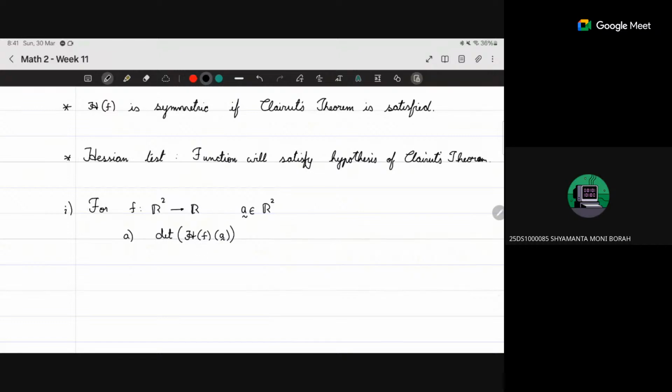Now, if you compute HF and plug in some point A tilde in R2, what you will get is a 2 cross 2 matrix with real number entries. You can compute the determinant of that. Now, if the determinant of the Hessian is positive and the first entry is positive, then A tilde is a local minimum.